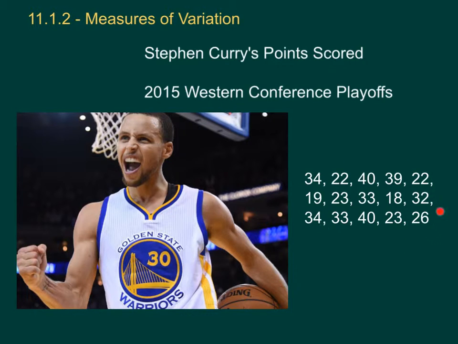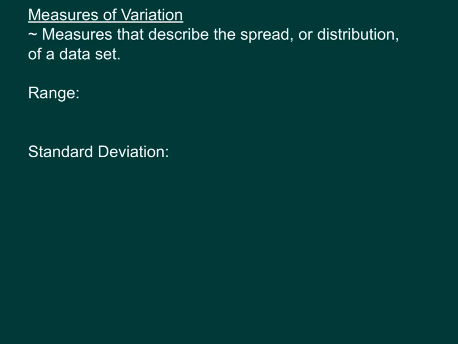We took these values and found the mean, median, and mode. Talked about the effect that an outlier has on them. And so now we're going to look at two other measures that we can calculate. Connected to the measures of center are the measures of variation. And these are measures that describe the spread or distribution of a data set. And there are two of these that we're going to discuss today, range and standard deviation.